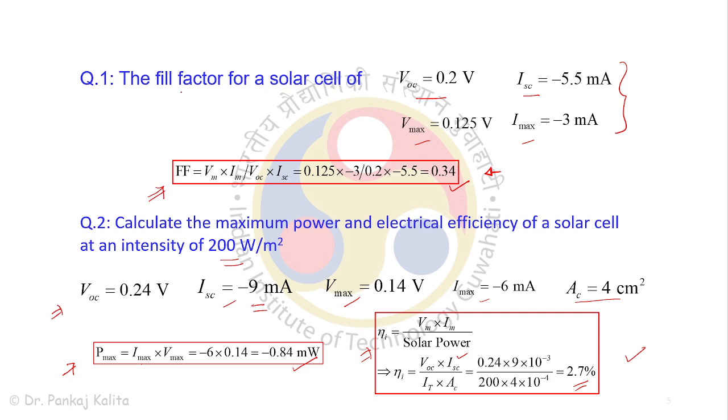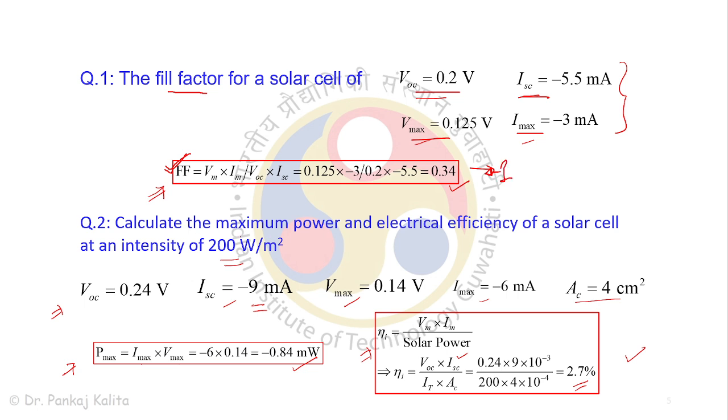Now this is an example based on fill factor. The fill factor of a solar cell for which VOC, ISC, Vmax and Imax are given. Very simple formula. Fill factor is equal to the maximum power that we can obtain, Vmax into Imax, upon the ideal condition, VOC into ISC. So fill factor is 0.34. See that if it is closer to 1, then the quality of the cell is very good.